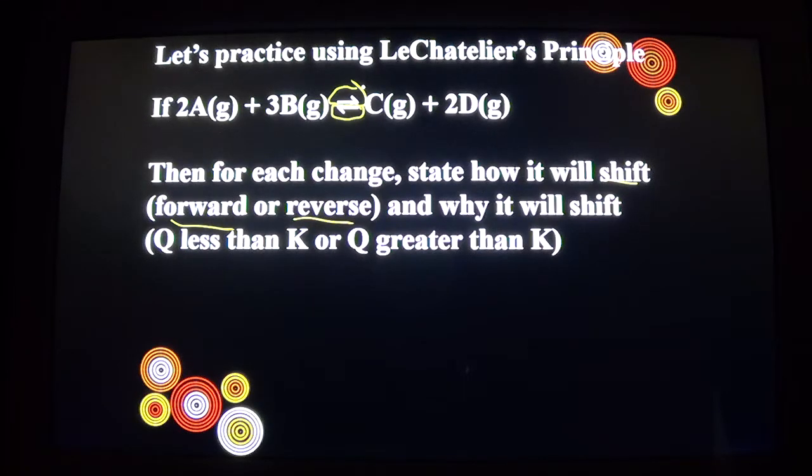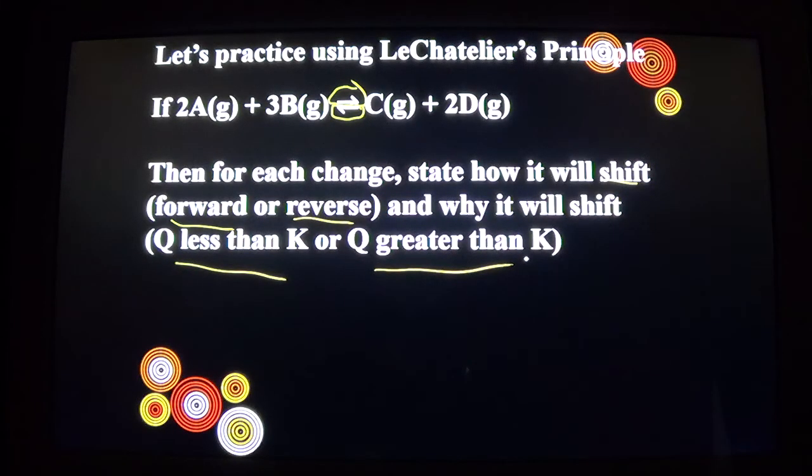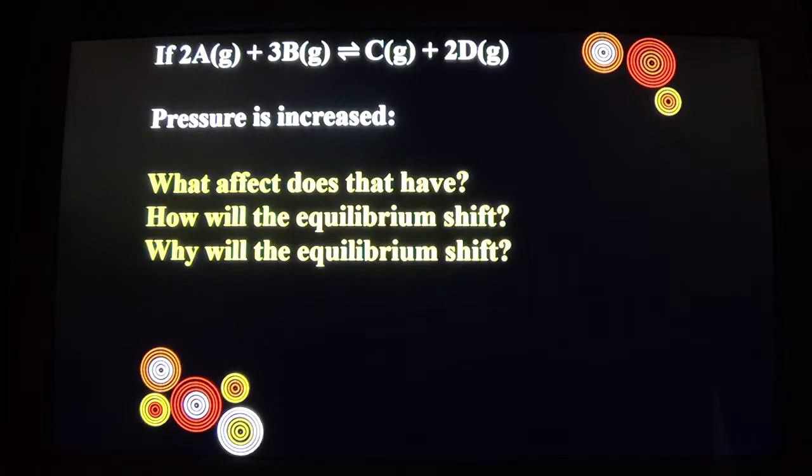So, again, we're dealing with is Q less than K or is Q greater than K? But the good news is we don't even need a calculation for Le Chatelier's. If a stress happens to a system that was at equilibrium, it had to first be at equilibrium, and then we put some sort of outside stress on it, it's going to shift to favor the reaction that will minimize that stress. In other words, it does the opposite. Okay, so let's give this a try.